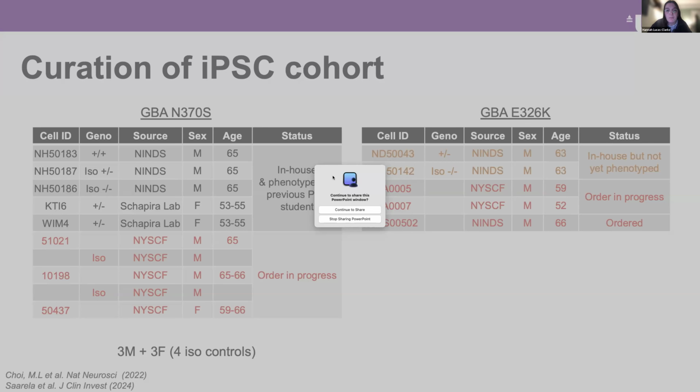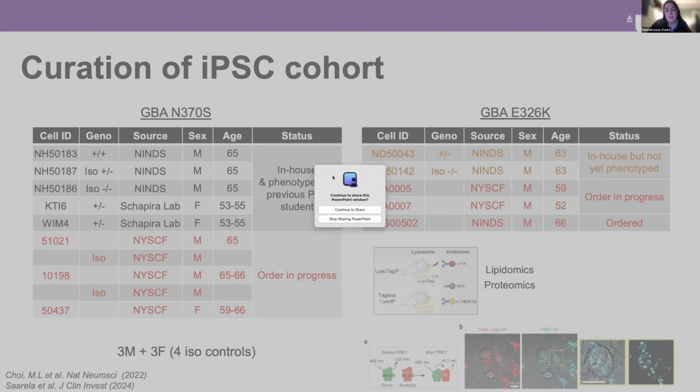And then hopefully, eventually, once they all arrive, I can get them banked and expanded up and QC'd and then start performing some of the experiments. So what we want to do is lysosomal IP, do lipidomics, proteomics, and then see how this affects aggregation in a dish. So first of all, doing FRET, and then maybe also looking at biochemical assays of aggregation.